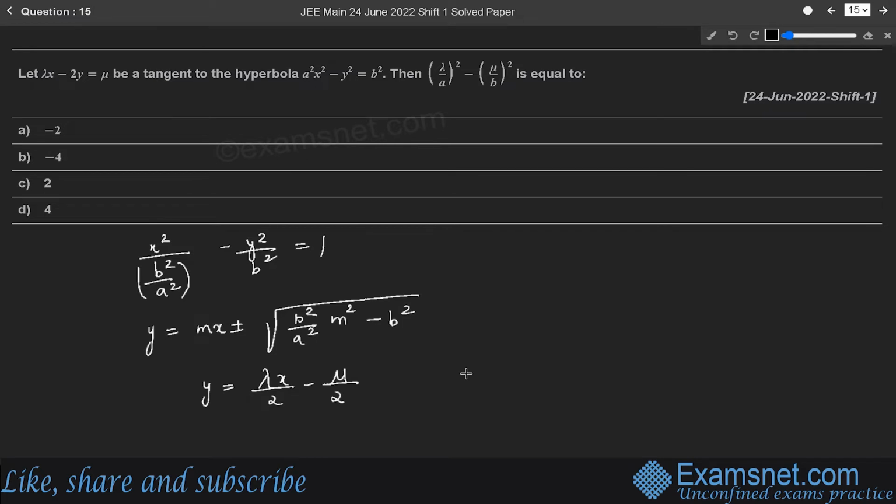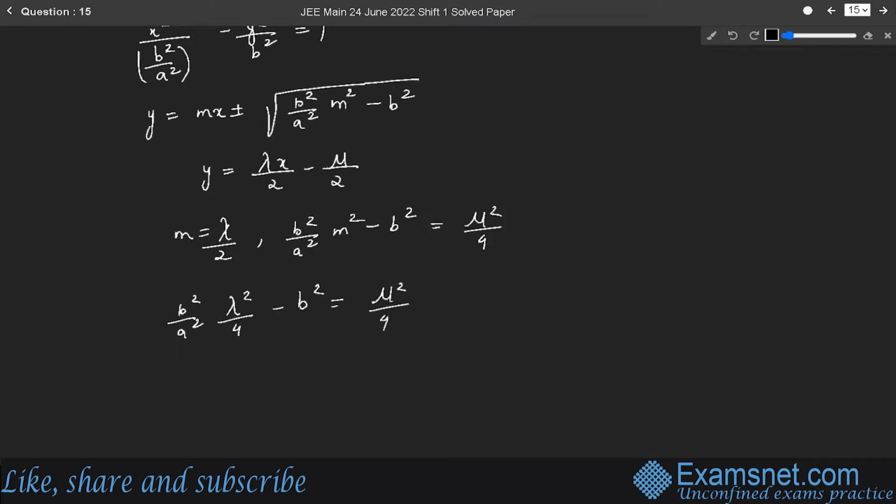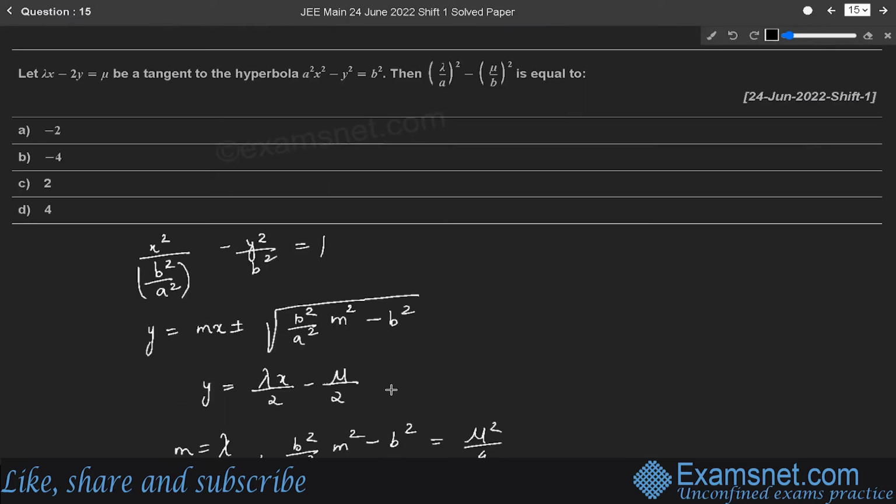So comparing the coefficients, we can say that m is equal to lambda upon 2, and b square upon a square into m square minus b square is equal to mu square upon 4. Now eliminating m, this expression becomes b square upon a square into lambda square upon 4 minus b square is equal to mu square upon 4. So we can say that lambda square upon a square minus mu square upon b square will be equal to 4. Hence the correct answer for this question is 4. So correct option is option number D here.